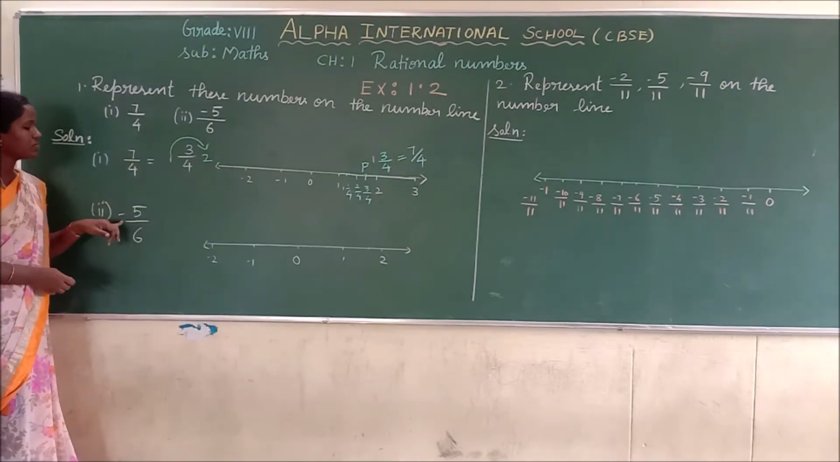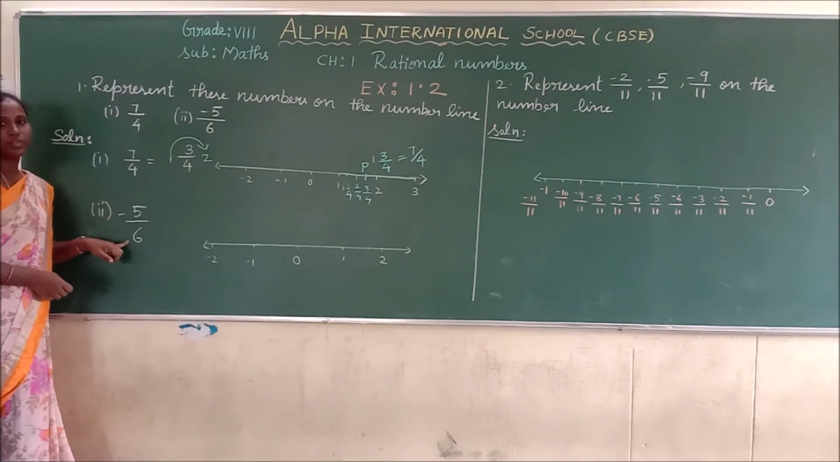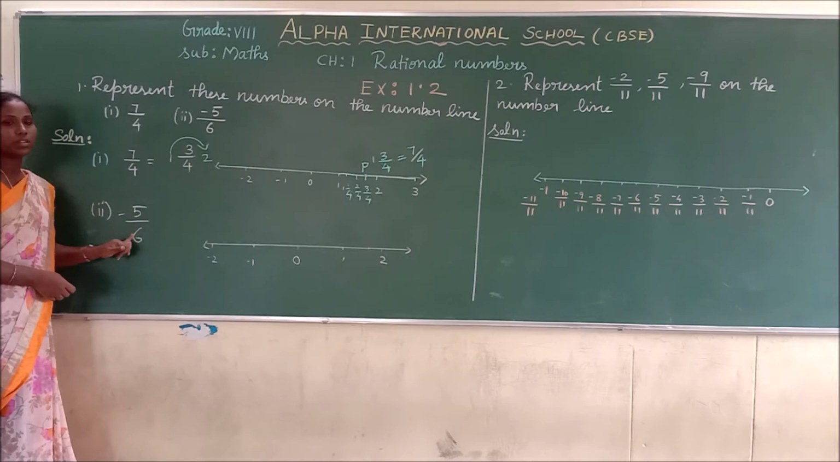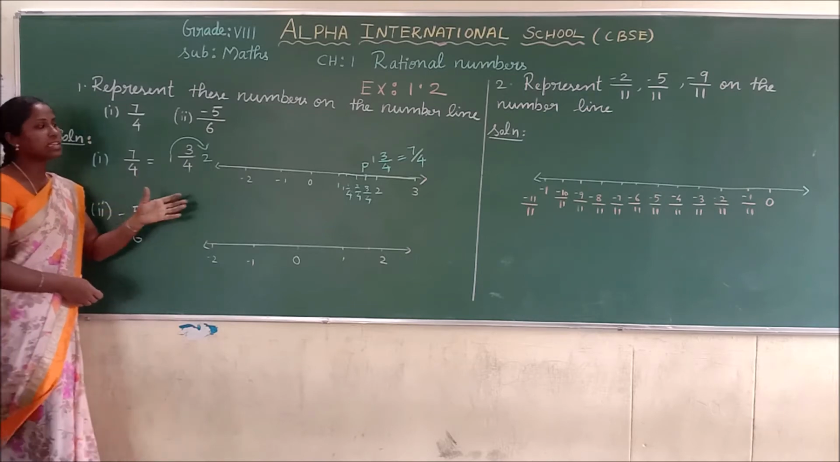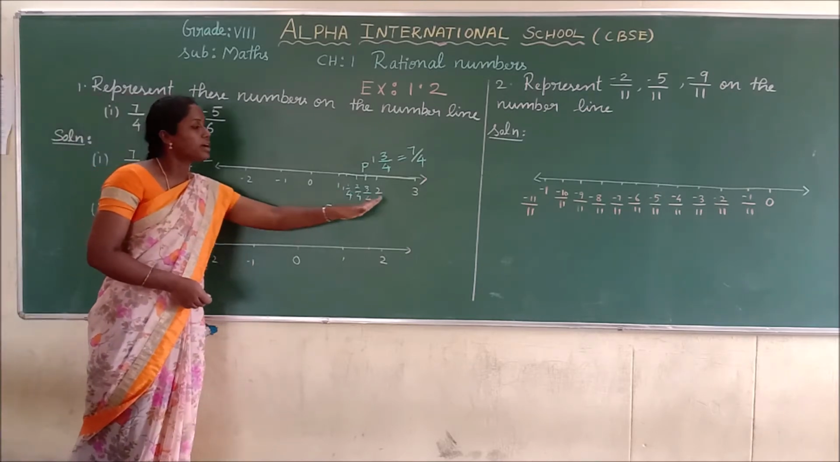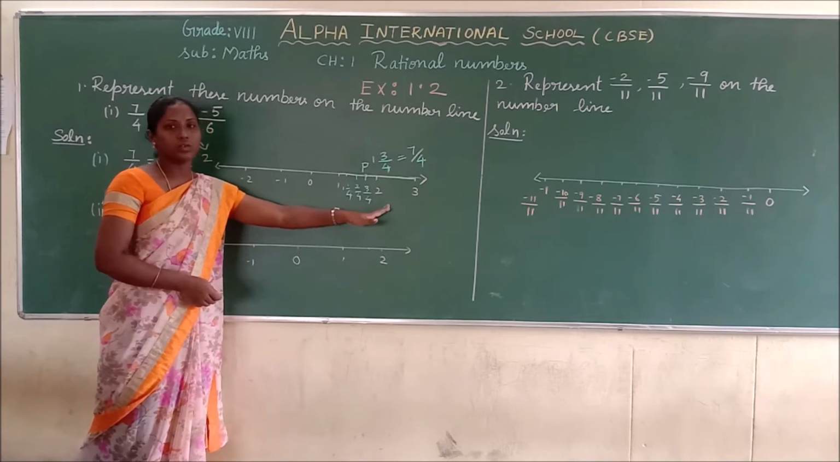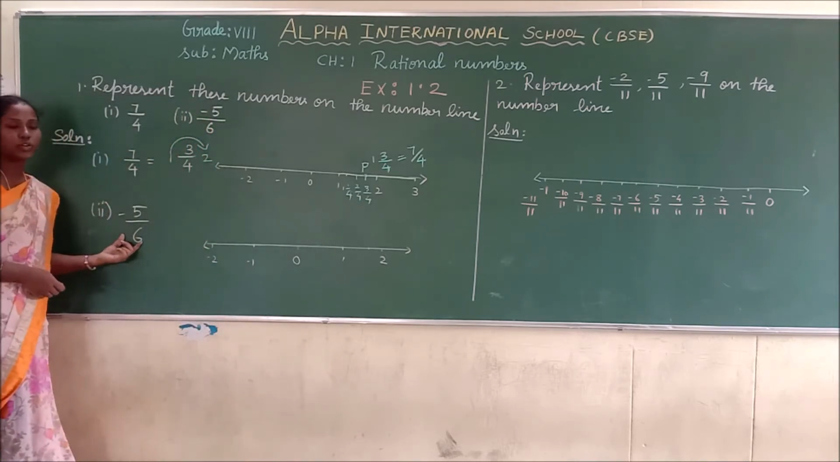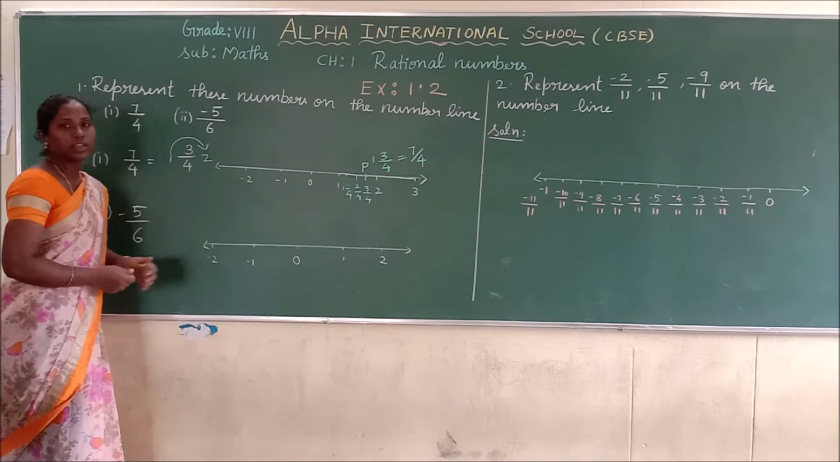Now the second problem, minus 5 by 6. Here it is a negative number. The first one is a positive number, obviously we have to plot on the right hand side of the 0. Now, the second one is a negative number. You have to plot to the left hand side of the 0.